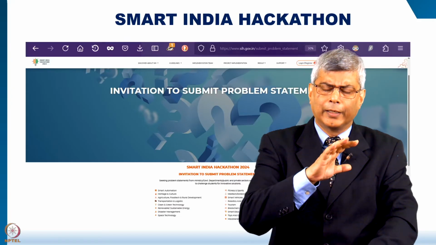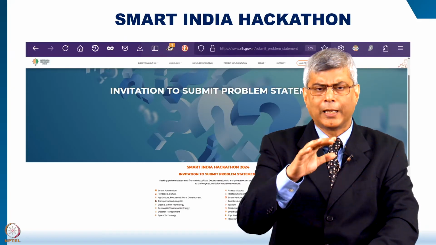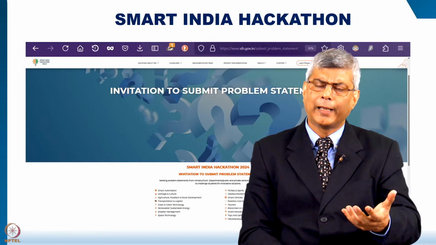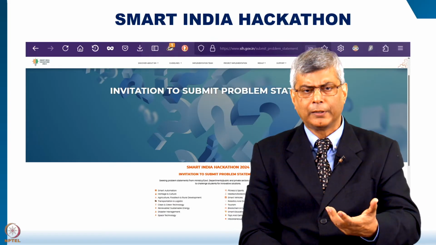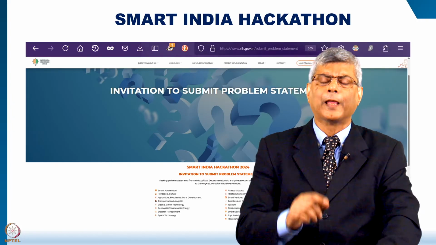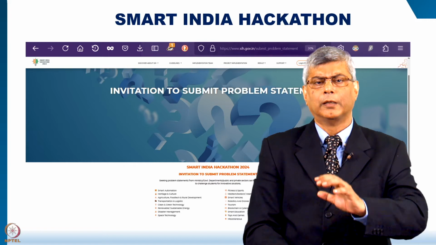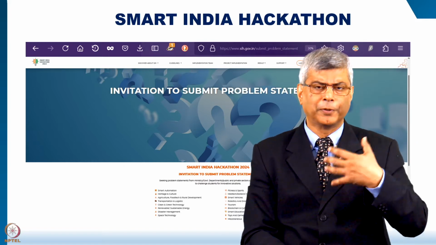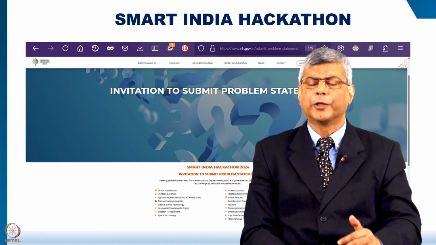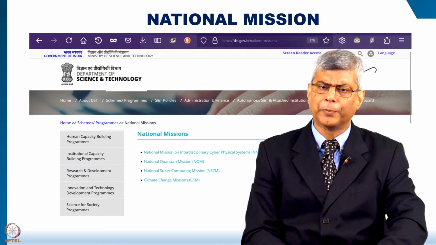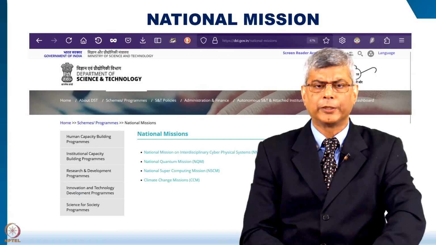And you will find sometime in July, August of every year, the Smart India Hackathon, which is part of the government, will actually invite ideas. And if your idea is selected for any of the problem statements, could be a few hundred problem statements, you can then get a fund to develop your idea. So that's one way.